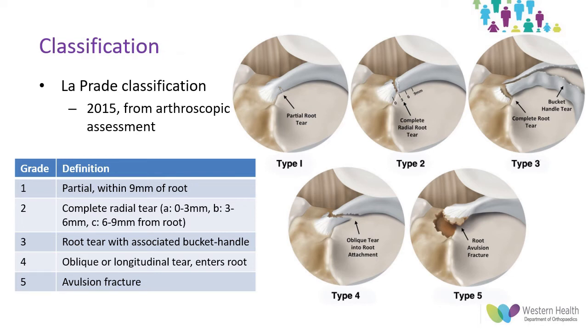The most common classification system used is that of LaPrade, published in 2015. This was developed from a series of patients undergoing arthroscopic assessment and is primarily for intraoperative grading and guiding of management. It divides tears into 5 grades, with grade 2 having 3 subtypes based on its distance from the footprint.